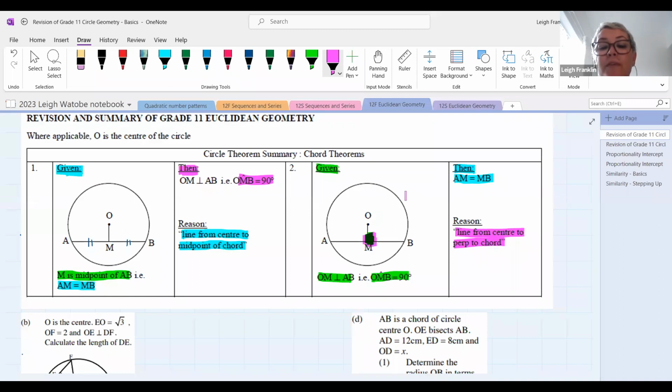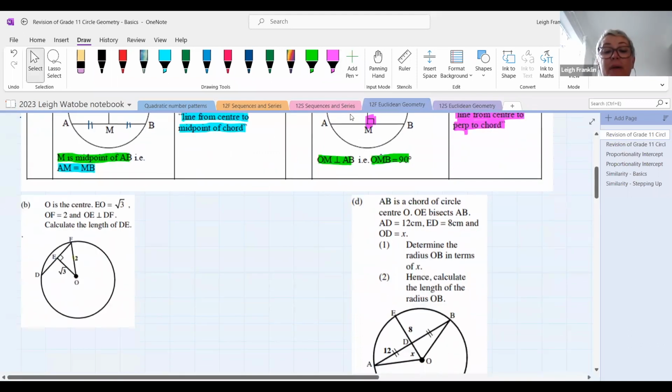When we are given the 90-degree corner, we say line from center perpendicular to chord. So we use the word perpendicular when we are given the 90-degree corner. A lot of students get very confused with these because they are so very similar. So what I'm going to do is an example with you, and then I'm going to let you try one on your own.